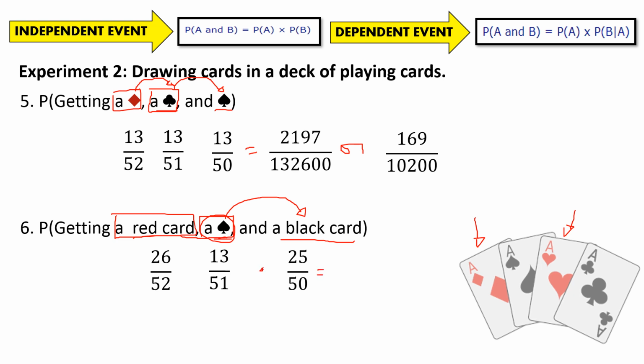Okay, so I hope you understand how and when the numerator changes with the experiment. Multiplying all of these three will give us 8,450 over 132,600, or can be further simplified as 13 over 204. So I hope you understand how to deal with dependent events. Learn to visualize the problem and understand how the experiment goes. Let's have experiment number 3.